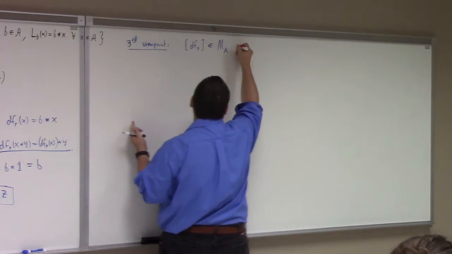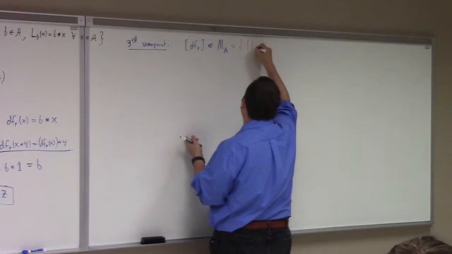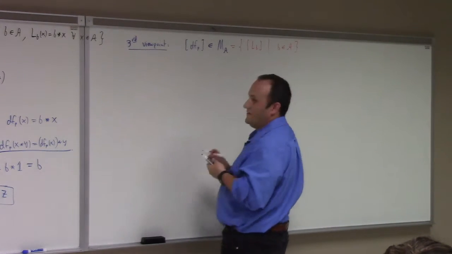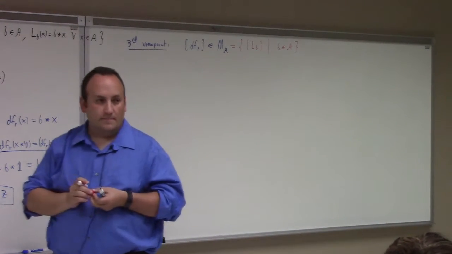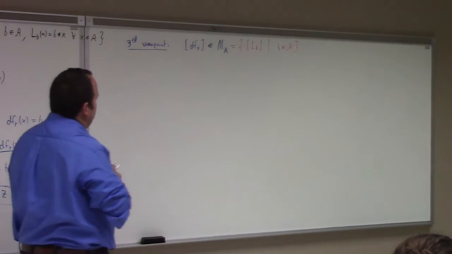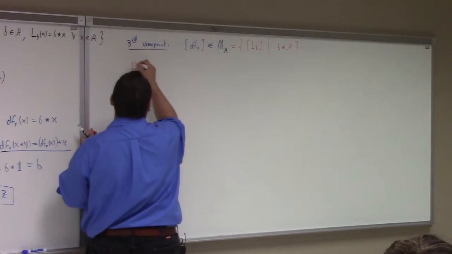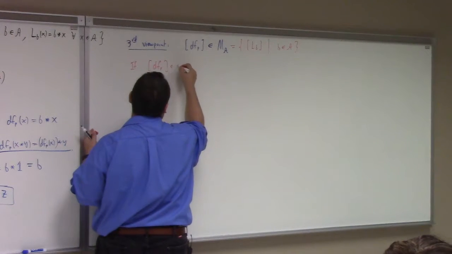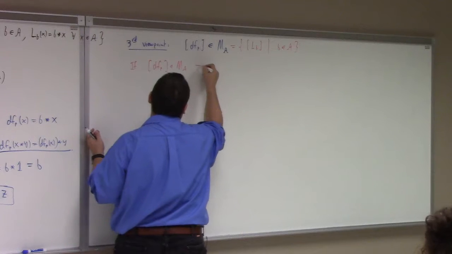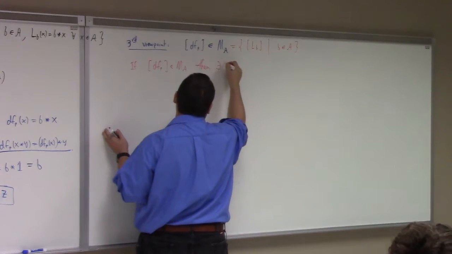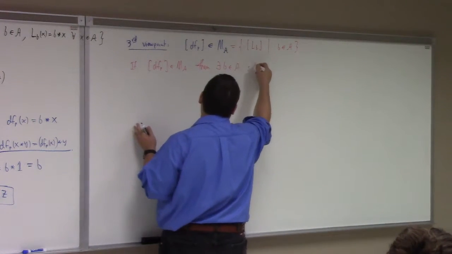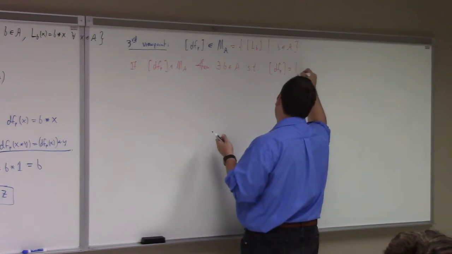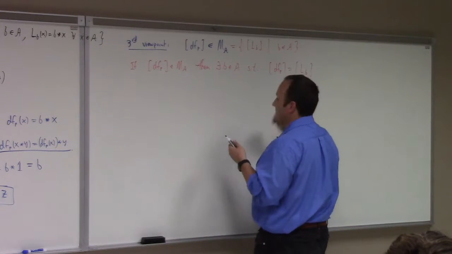Remember what the M sub A was? It was just the standard matrix of L_B, right? Such that B was in the algebra. So it's the set of standard matrices of left multiplications. So if the standard matrix of our differential is in M sub A, what's that mean? Then there exists B in the algebra such that the standard matrix of the differential is equal to the standard matrix of the left multiplication by B.